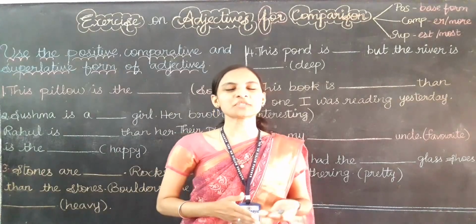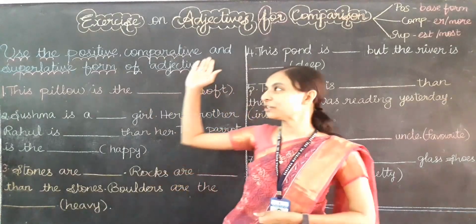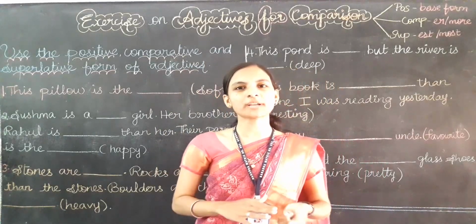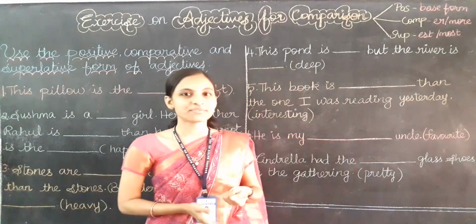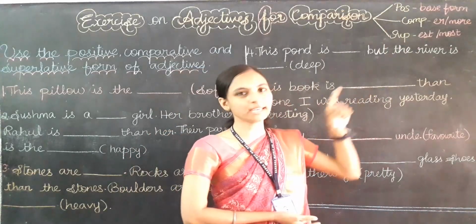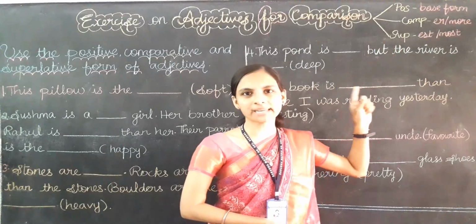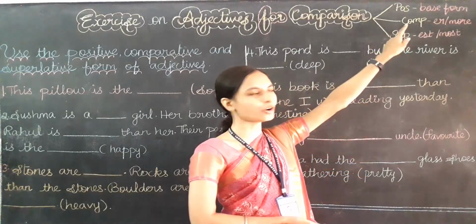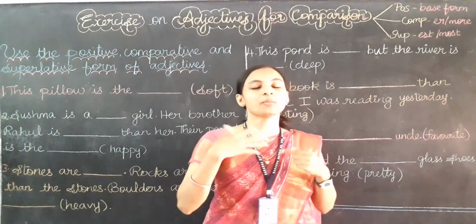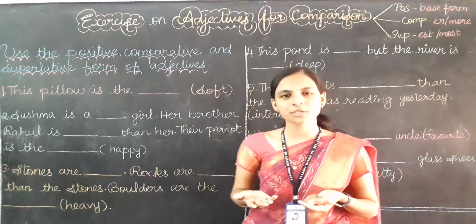Friends, in the previous video we have learnt about adjectives for comparison. Am I right? So how many forms of adjective for comparison have we learnt? Yes, we have learnt three forms of adjectives, that is positive degree, comparative degree and superlative degree. I have written in short form positive degree, comparative degree and superlative degree.